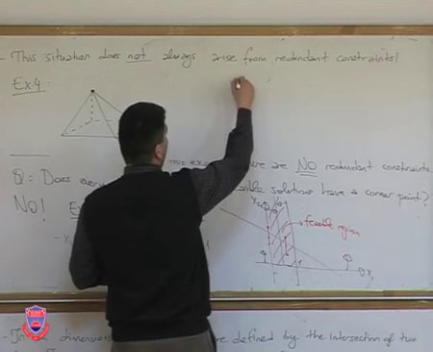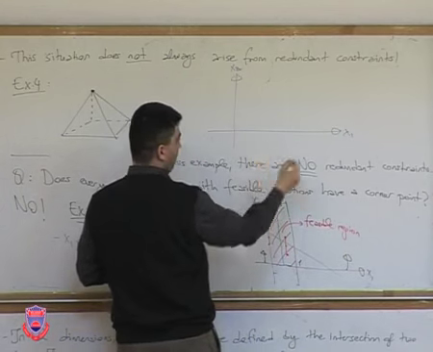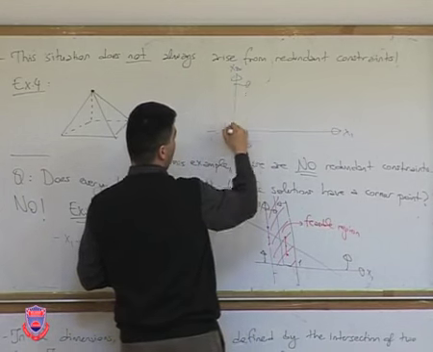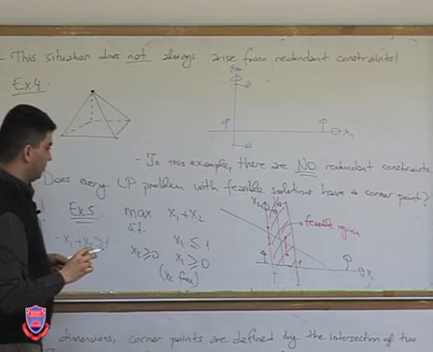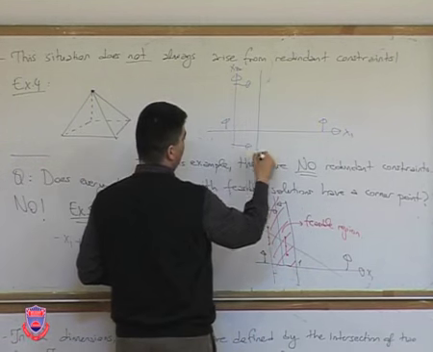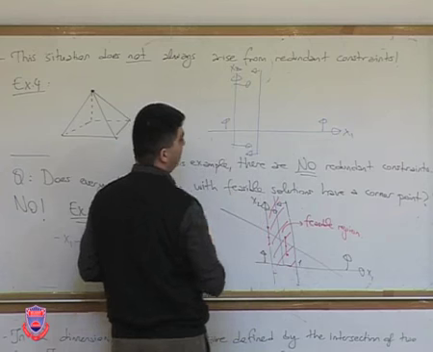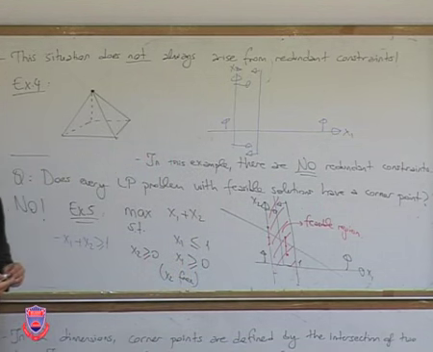So I have my x1, x2 axis. This is my x1, this is my x2. And both of them are non-negative, right? The first two lines are the same: x1 smaller than or equal to 1, and x1 greater than or equal to 0.